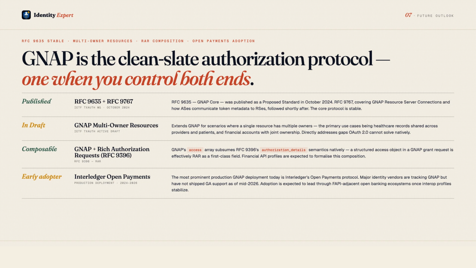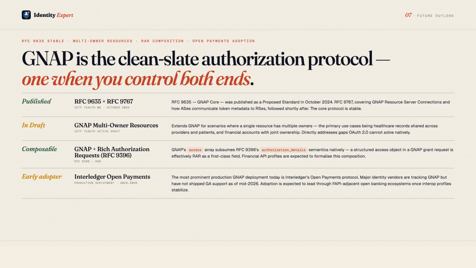Third, GNAP and rich authorization requests from RFC 9396 compose naturally. GNAP's access array subsumes RAR semantics natively. The structured access object in a GNAP grant request is effectively a RAR authorization details object as a first-class field. Expect financial API profiles to formalize this composition.